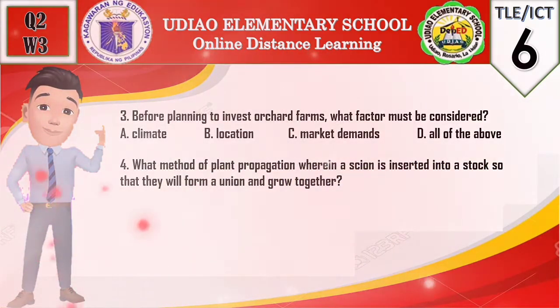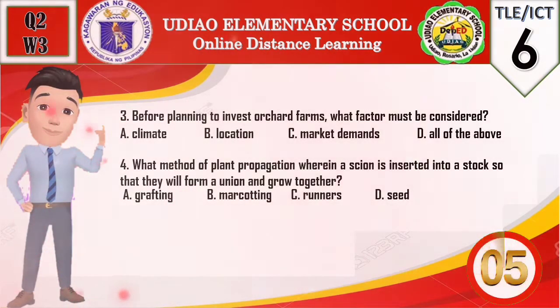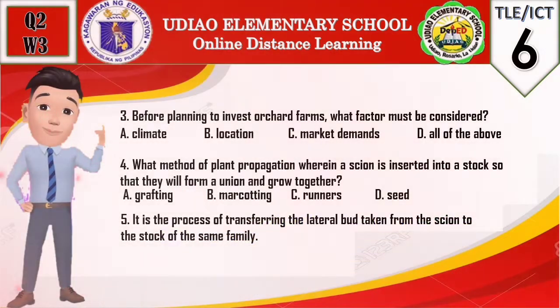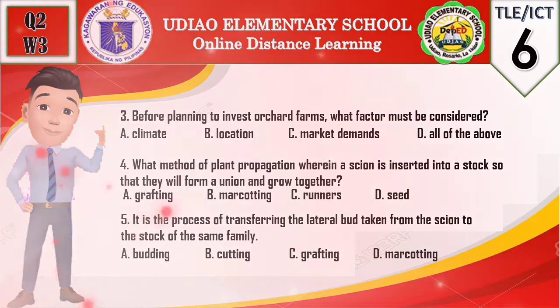Number 4. What method of plant propagation wherein a scion is inserted into a stalk so that they will form a union and grow together? A. Grafting, B. Marcotting, C. Runners, D. Seed. Number 5. It is the process of transferring the lateral bud taken from the scion to the stalk of the same family. A. Budding, B. Cutting, C. Grafting, D. Marcotting.